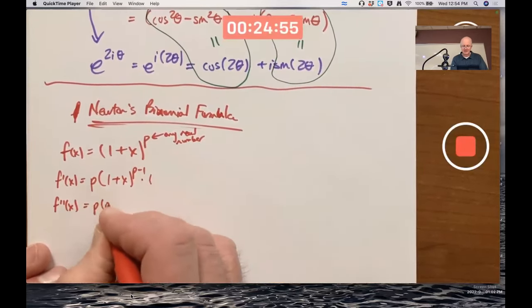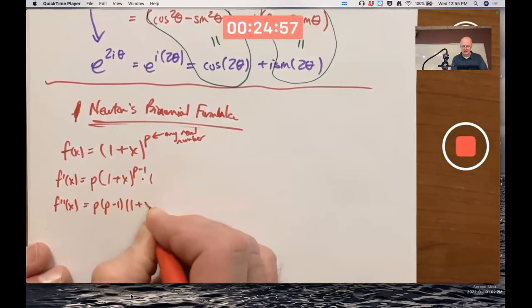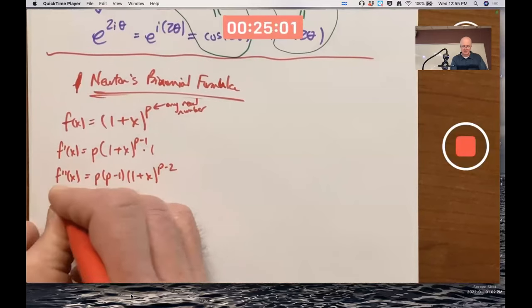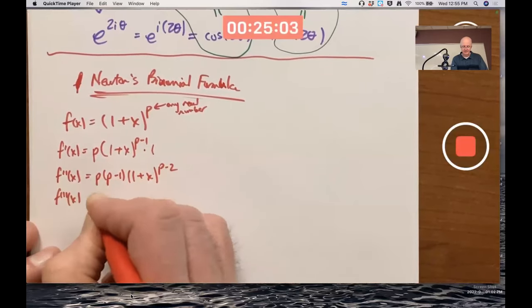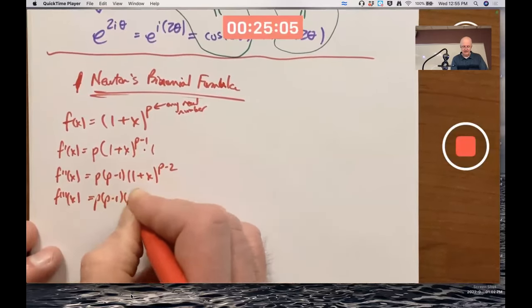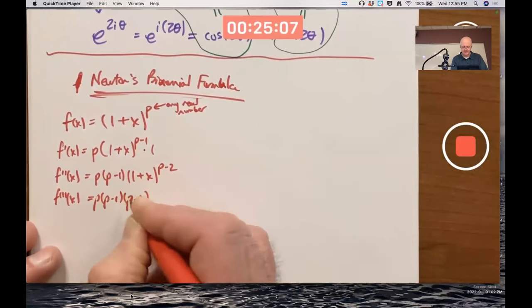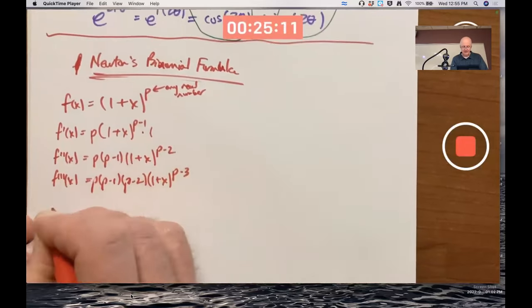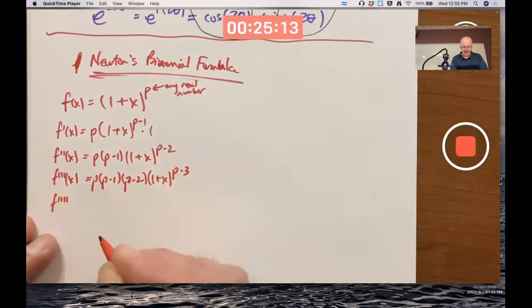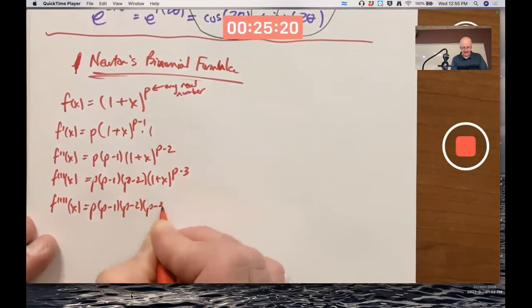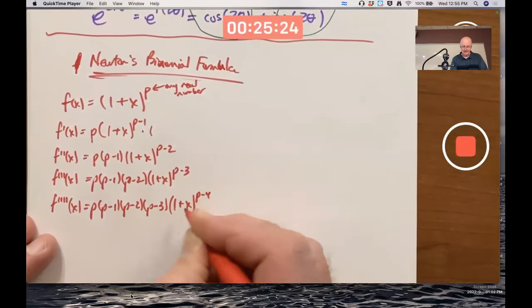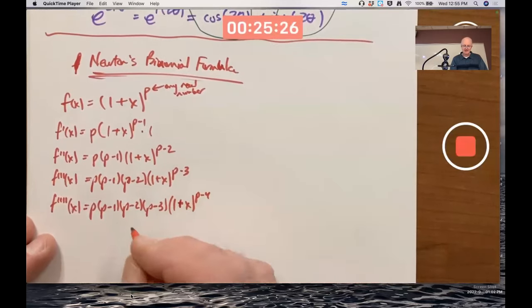Next, bring down p minus 1. Subtract 1 from the exponent. Next, bring down the p minus 2. Subtract 1 from the exponent. Next, bring down the p minus 3. Gets to be a lot to write, but hang with me here. Subtract 1 from the exponent, etc.